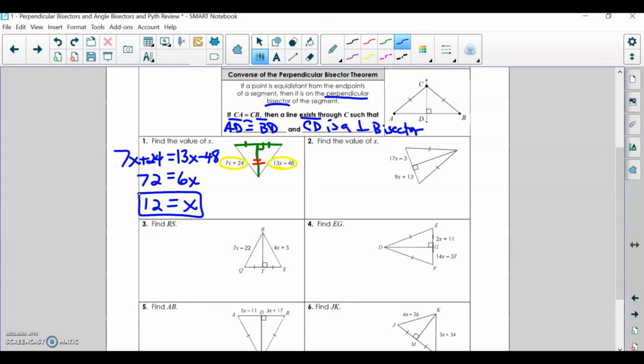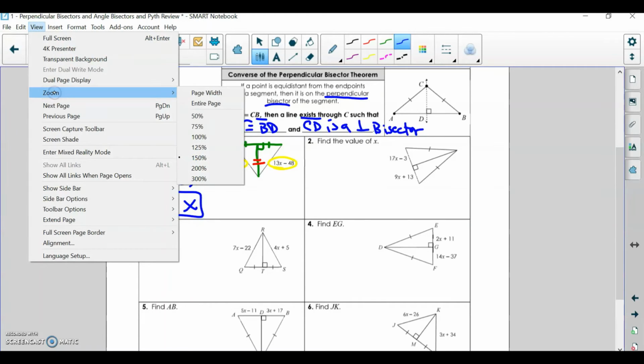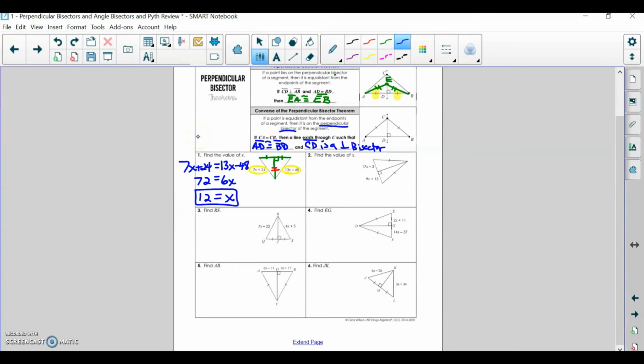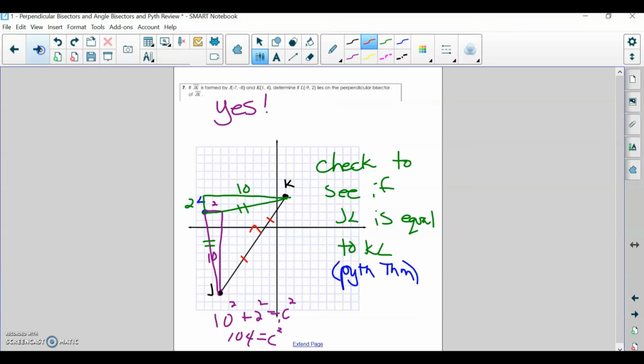Now, looking at all of the problems on this page, they're all the same problem. They give you two pieces of information right here. You're just going to equal them. Now, on some of them, they've asked you to find RS, so you're going to have to plug your X back in. So you're not done when you find X. So 1 through 6 are basically the same problem. Number 7 is a little bit different.